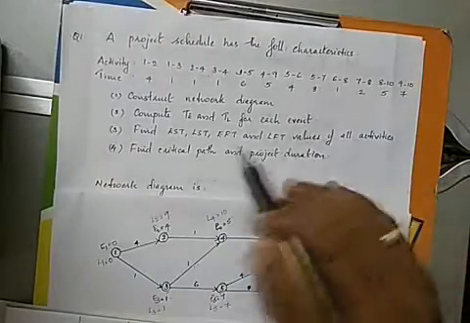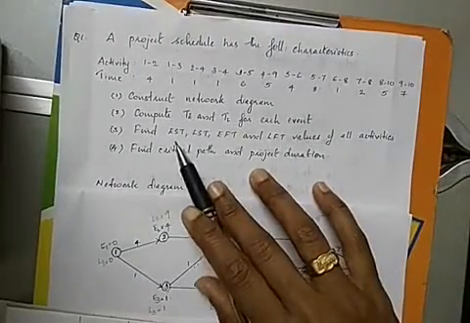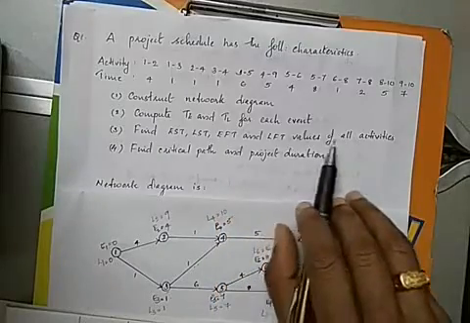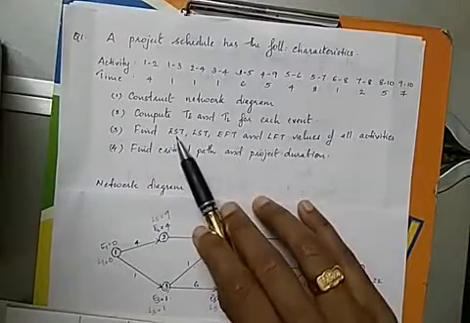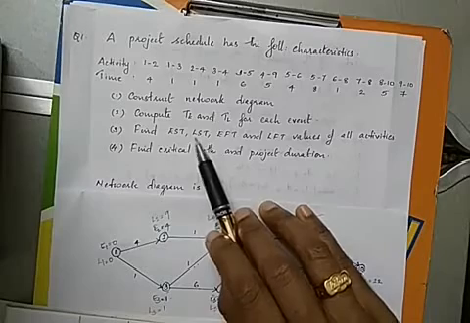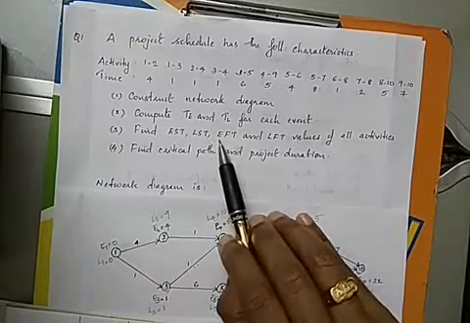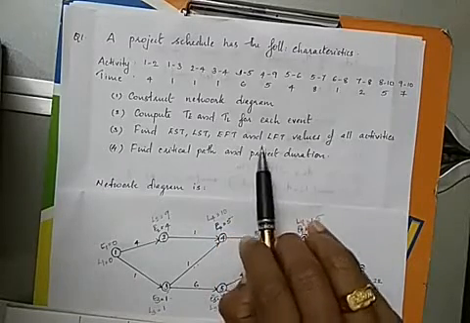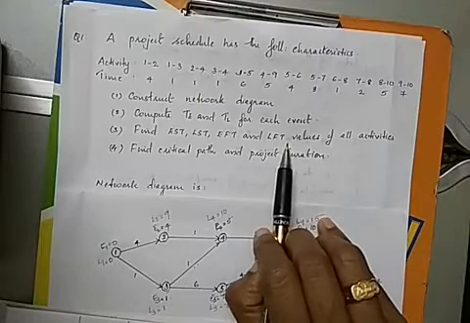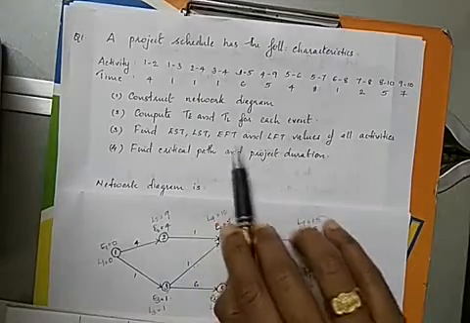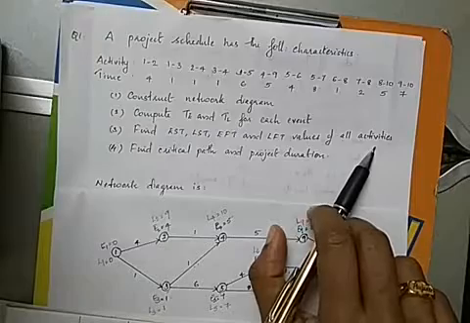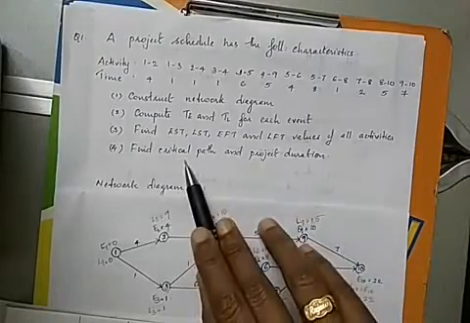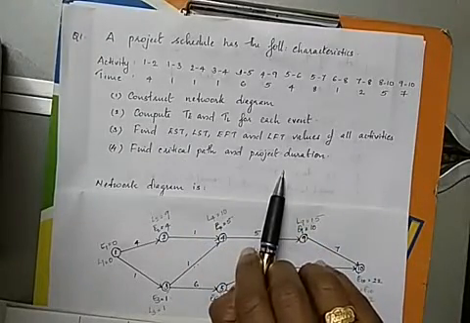event. Now next we have to find the earliest and latest event timings for all the activities. That is earliest start time EST, latest start time LST, earliest finish time EFT and latest finish time LFT. These timings are to be calculated for all the activities. After that, we'll find the critical path and project duration.